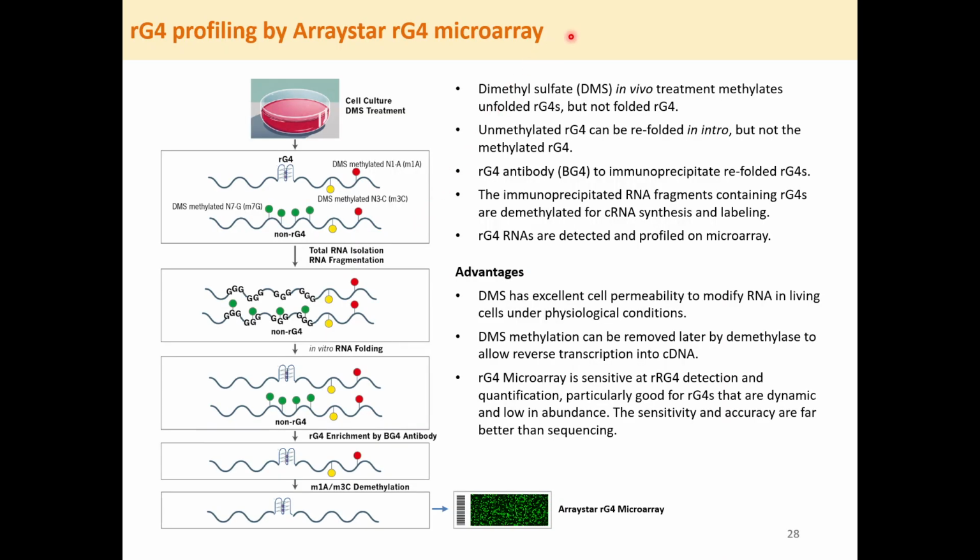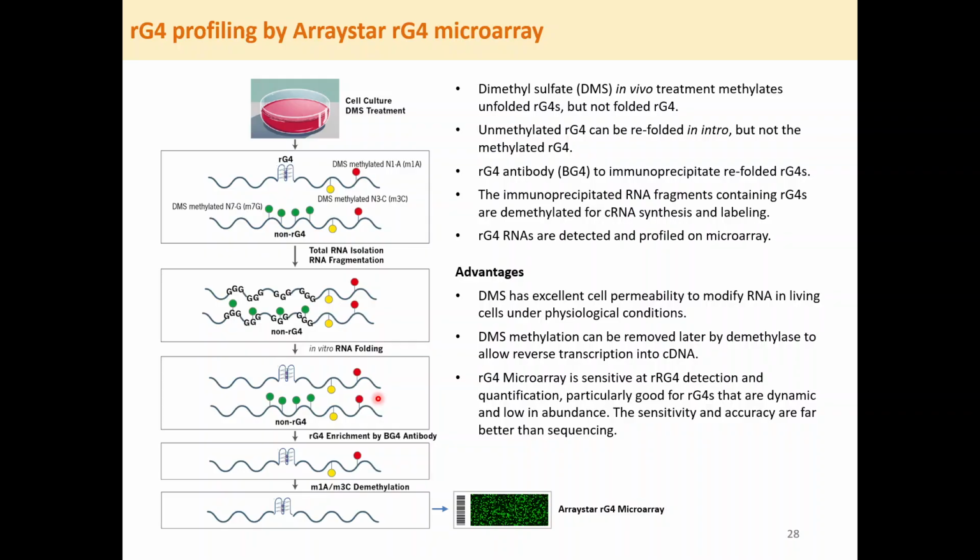Arraystar rG4 microarray is a powerful technology for rG4 profiling. In the procedure, rG4s are not directly immunoprecipitated for detection due to the dynamic nature of rG4 in vivo. Instead, the landscape of rG4 in the cells is first countermarked by dimethyl sulfate (DMS) treatment. Unpaired A, C, G bases in an unfolded RNA are preferentially modified by methylation, whereas the paired bases within rG4 are protected from modification. The DMS-treated RNAs are completely denatured and refolded in the presence of potassium ions.